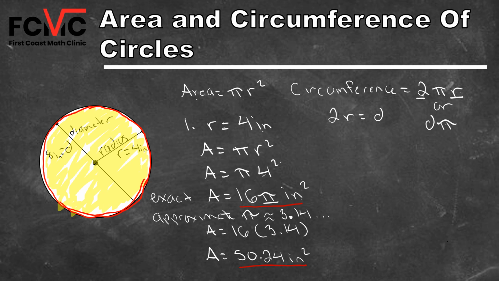All right, let's find our circumference. So for the circumference formula, I'm going to use 2 times pi times the radius.